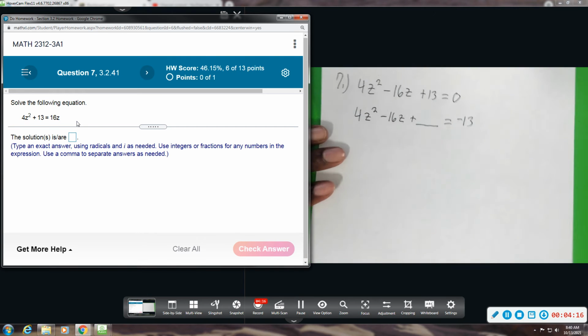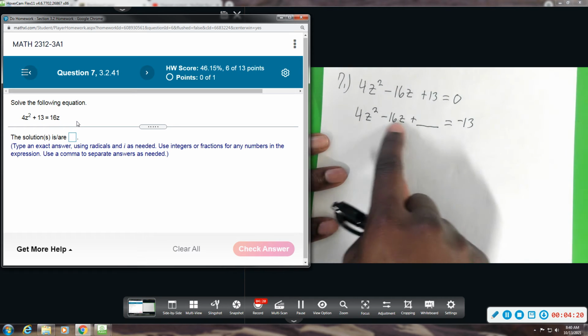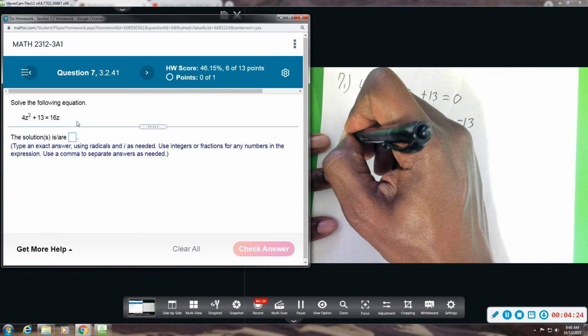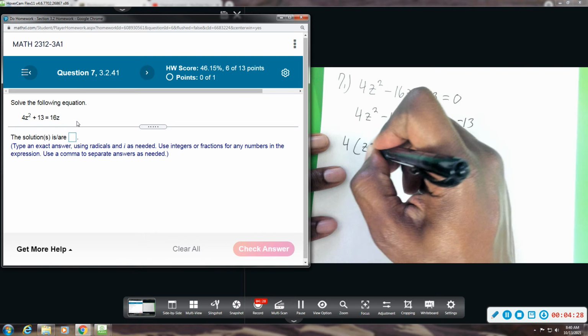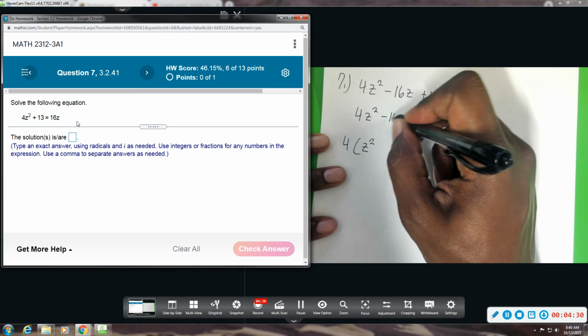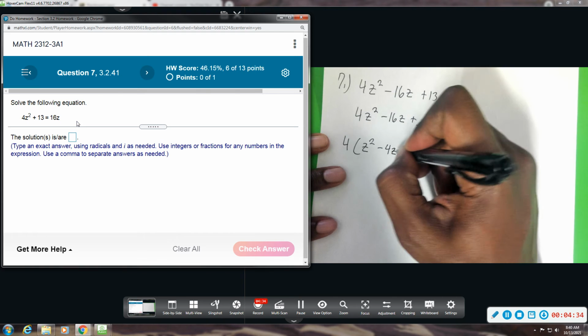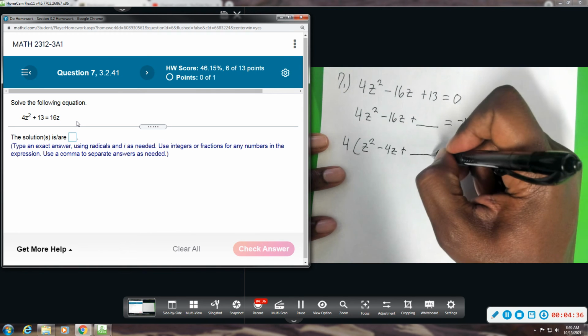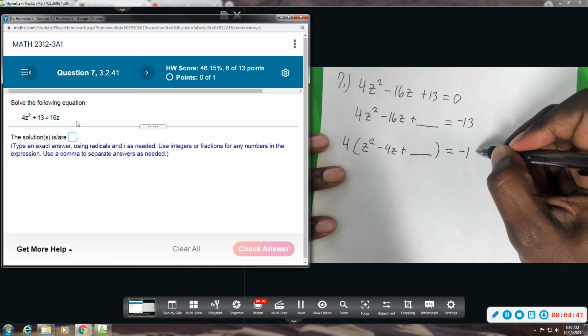All right, so to complete the square, you have to have a leading coefficient of 1. So I'm going to divide 4 out of both these terms, or factor out a 4. So this is going to give me a 4 here. And when I divide by 4, this just remains z squared. This divided by 4 is a negative 4z, blank space over here, and then over here is still going to be negative 13.